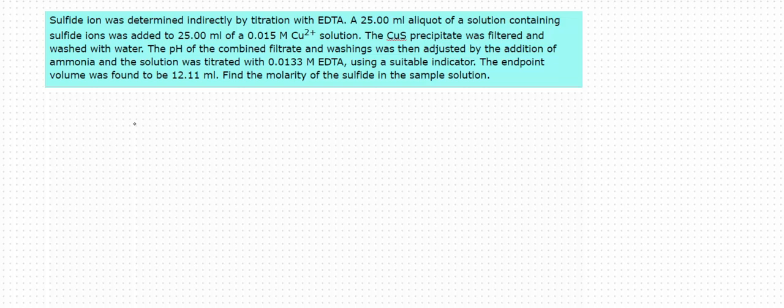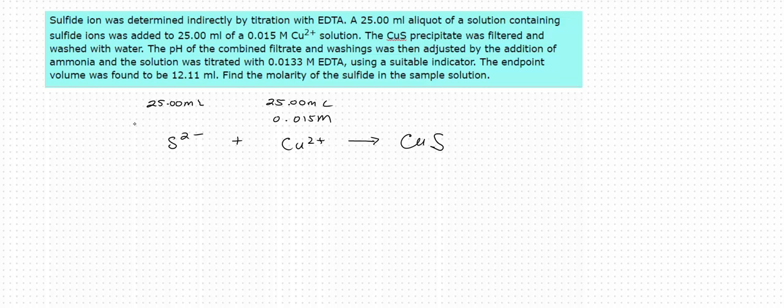This problem specifically tells us we have an indirect titration. So we're going to have two chemical formulas we're going to be working with. We start with a 25 milliliter aliquot or sample of a solution that contains sulfide ions, and we're going to add that to 25 milliliters of a 0.015 molar copper 2 solution. So then we're going to make a copper sulfide precipitate, and then that will be filtered and washed.